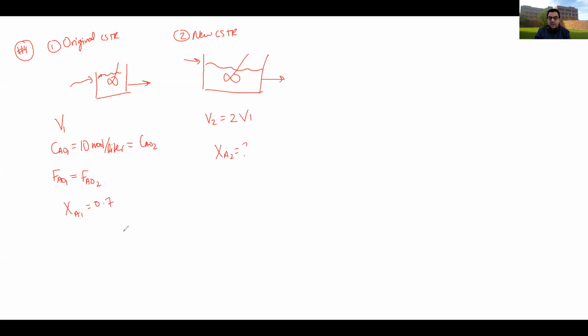And you're given some kinetics. So what are the kinetics? The reaction happening is A goes to R, and the kinetics is minus rA equal to k CA to the 1.5. Okay, this is all that's given. It's a CSTR. Sounds good. So let's try to solve this problem.